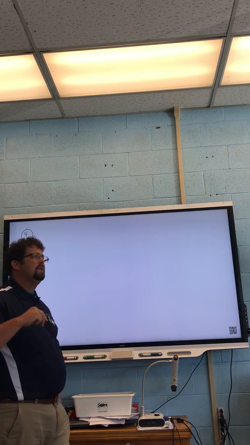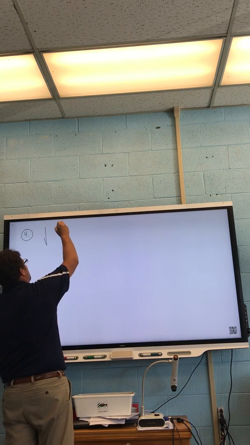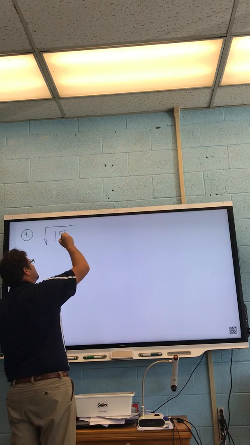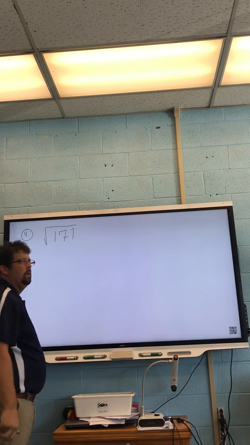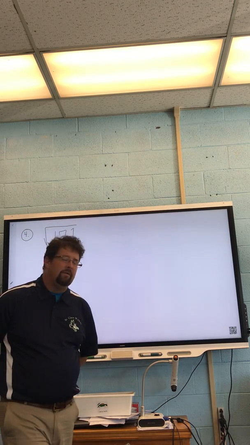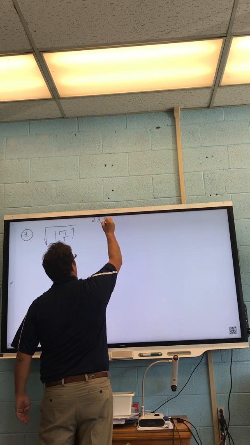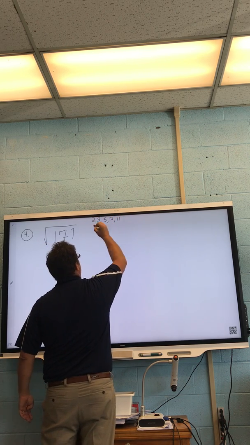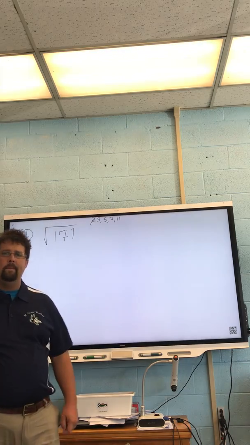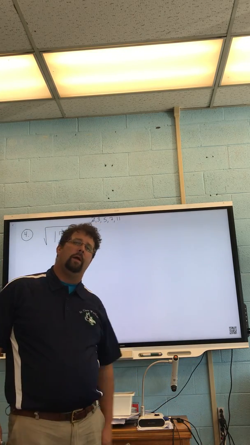So, number 4. Number 4, what you're going to do is I'm going to give you a big number. I'm going to do the square root of 171. Okay, we did this in my last class. 171 is a tough number. 2 does not work with 171. So again, I'm going to look at my numbers. 2, 3, 5, 7, 11. 2 did not work. Okay? Now let's move on to 3.